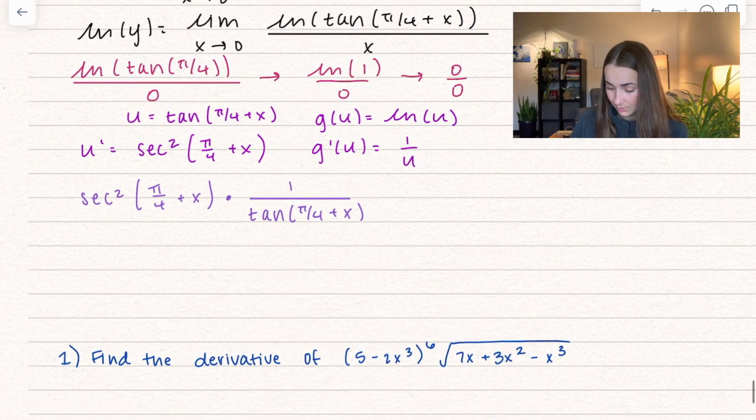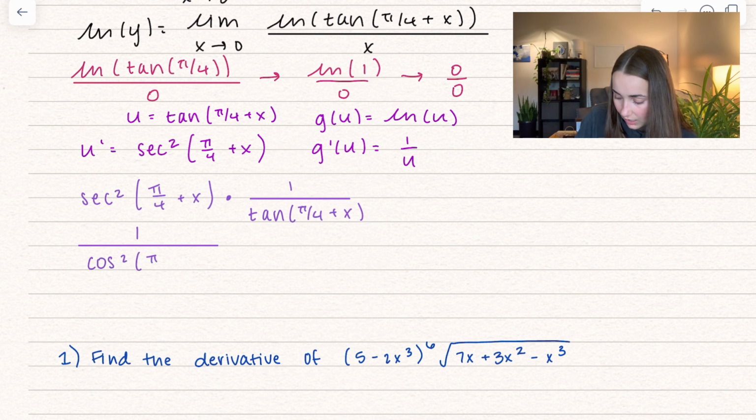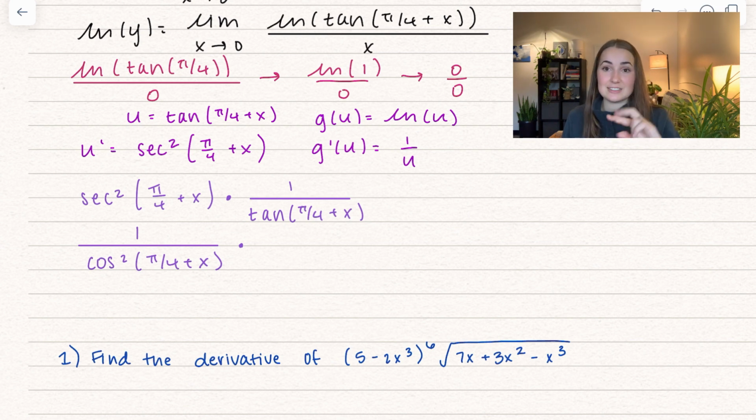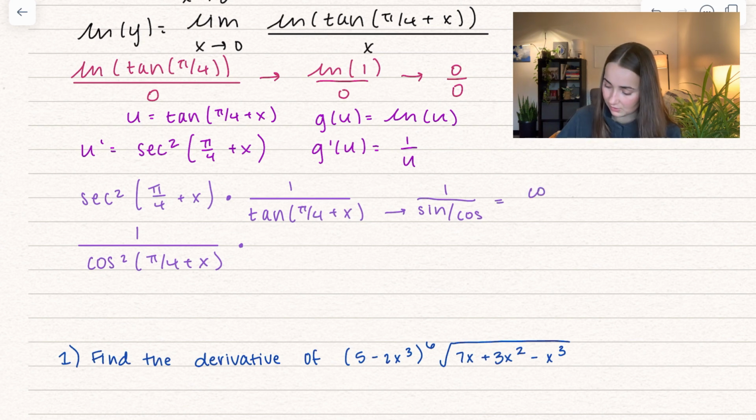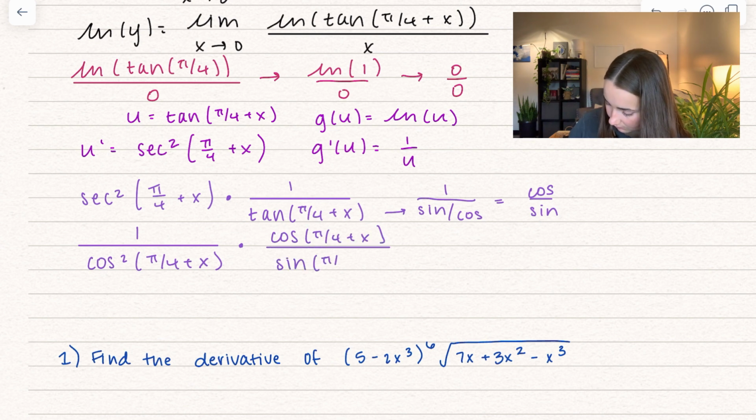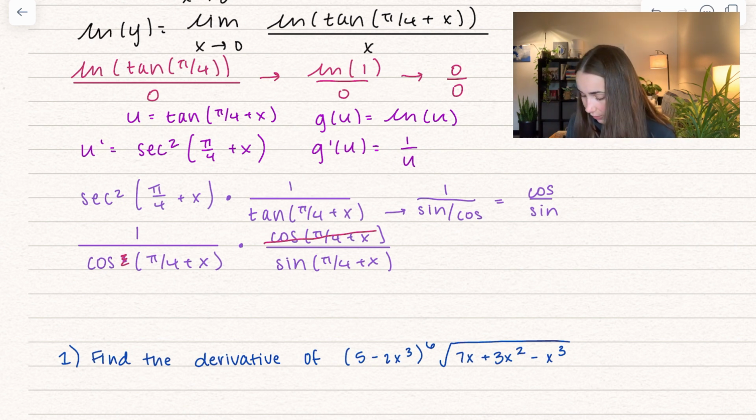Okay, so we're in the simplifying process, so I'm going to go ahead and rewrite this. The secant squared is 1 over cosine squared. Whenever we have a lot of trig going on, I really suggest rewriting everything in terms of sine and cosine and simplifying that as much as you can. So 1 over tangent is just going to be tangent flipped. So I know tangent is equal to sine over cosine. And when we have 1 over that, we just flip the fraction. So that's going to be cosine over sine, everything at the inside. So here we can see that one of these cosines is going to cancel out. So we have 1 over cosine of pi over 4 plus x times sine of pi over 4 plus x.